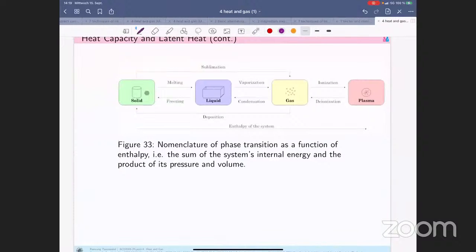You start from solid, and if you put more energy into the solid of any substance, you get the liquid form. This is called the melting process. You change the solid to be liquid.